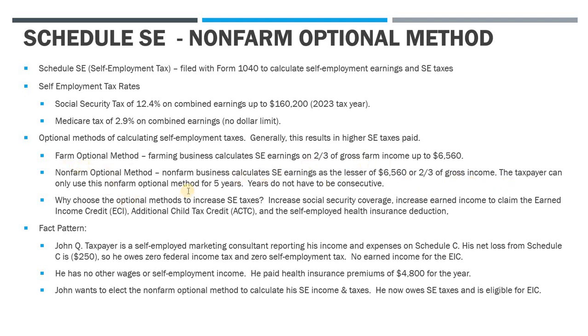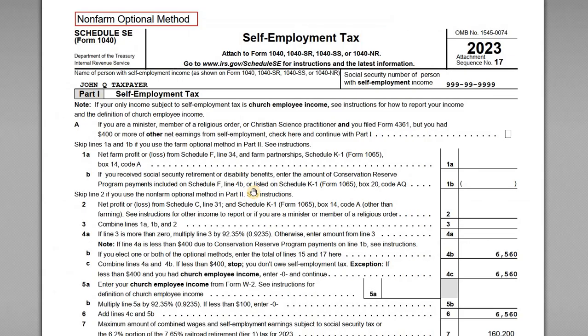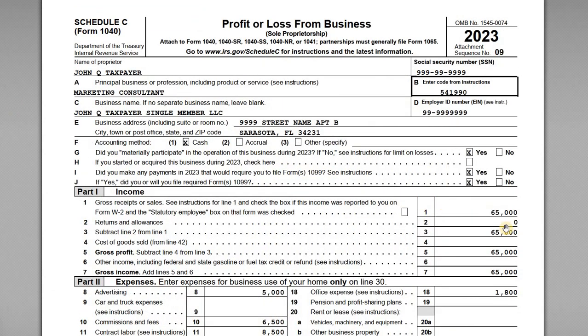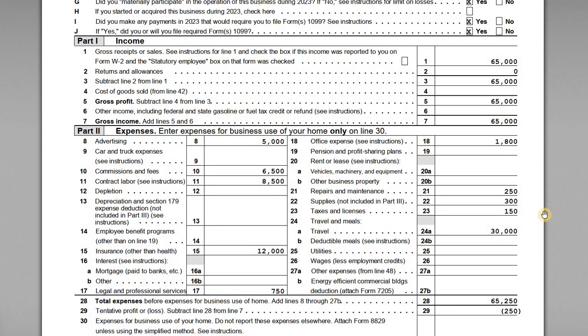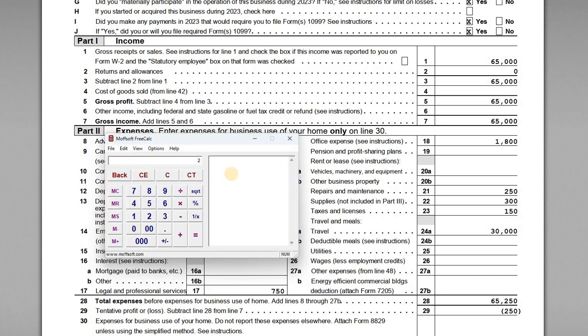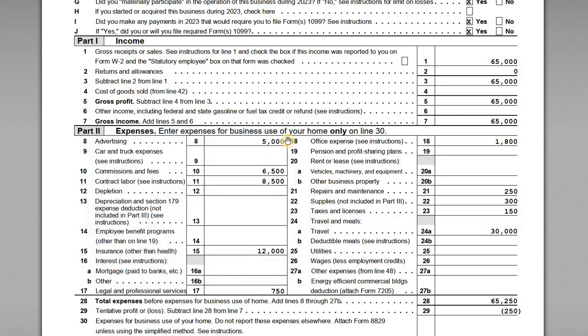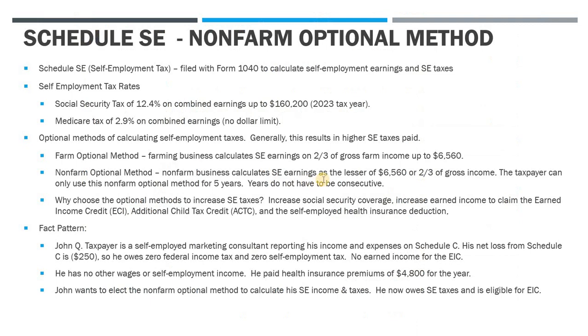Now, this election under the non-farm method can only be used for 5 years. The years don't have to be consecutive, so you can use them sporadically here and there. But what would this look like? If we have a look at the 1040, Schedule C, you would use as a self-employed earnings number either $6,560 or 2/3 of your gross income on line 7. Right, and so 2/3 of what we have on line 7 here for this taxpayer would be $43,000 and change. So the lesser of is going to be the $6,560.